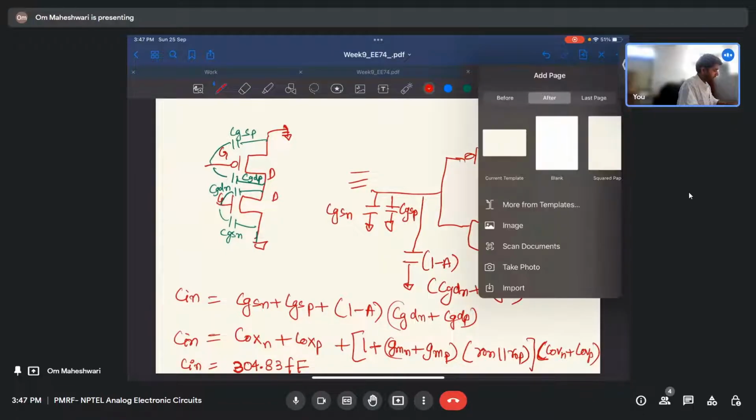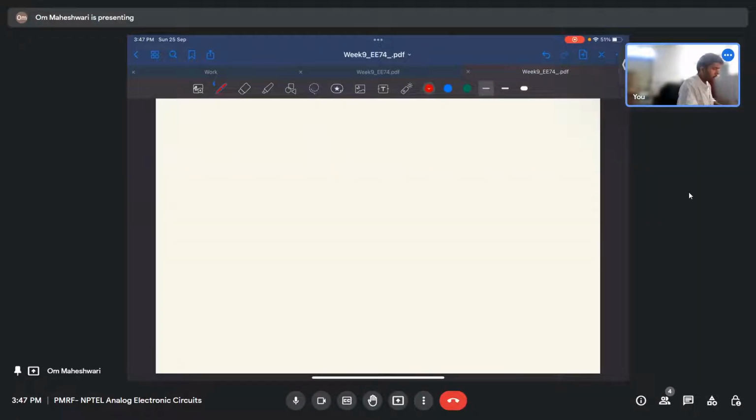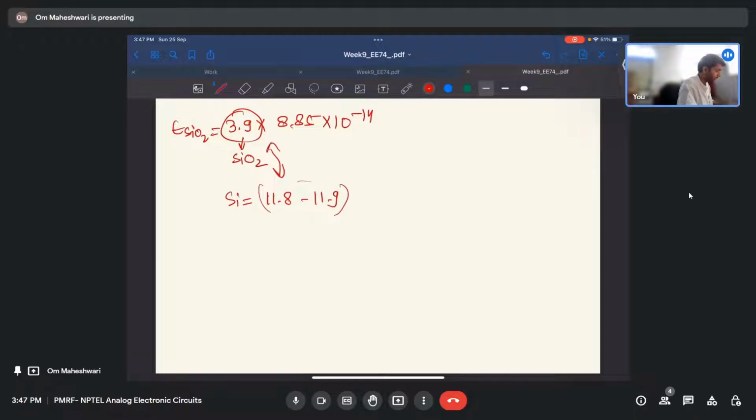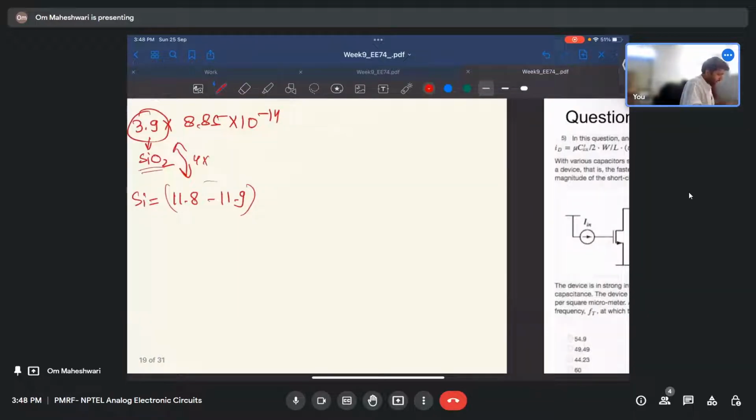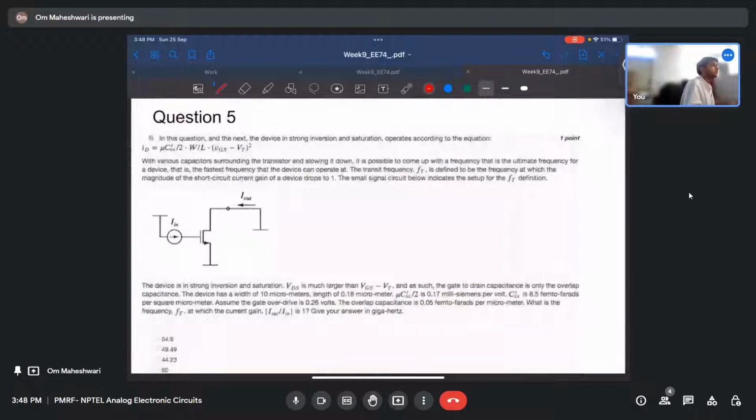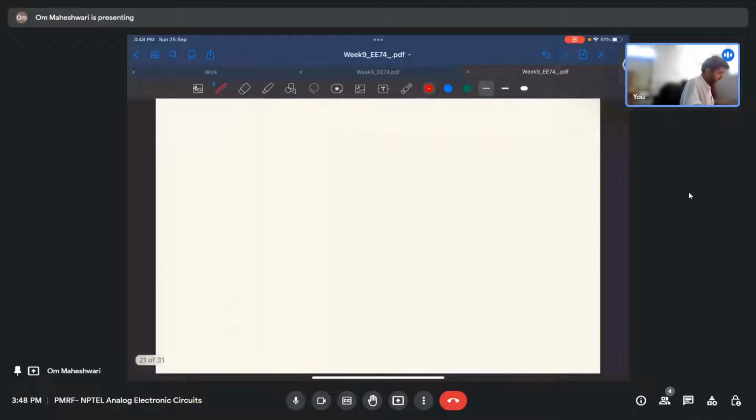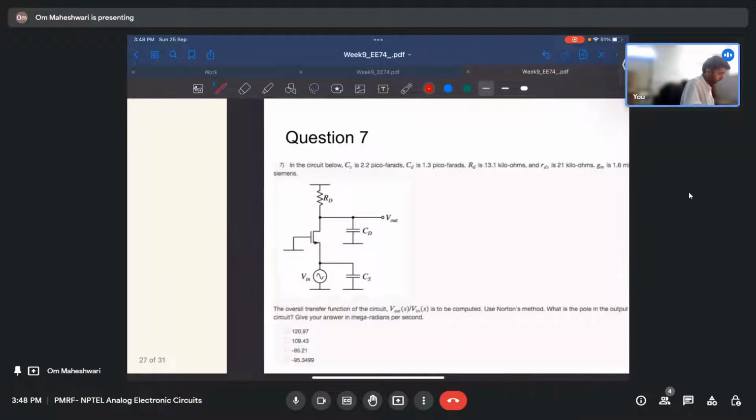Okay, let me tell you the value. I think it is 3.9 into 8.85 into 10 to the power minus 14. So this factor is 3.8 or 3.9 for SiO2, and for Si it is 11.8 or 11.9. Generally this factor is about 3 times higher for Si than SiO2. Okay. So before solving 5 and 6, let me look at one more question that is a little easier.